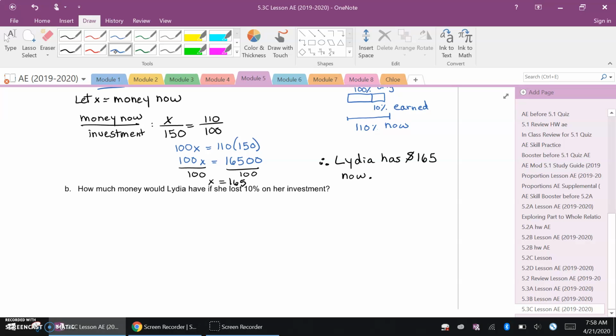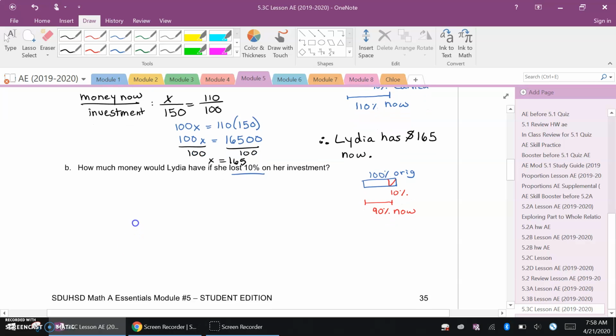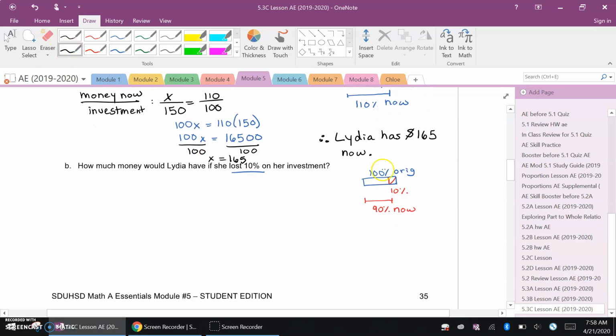So it said, how much money would Lydia have if she lost 10%? So again, if we have like a little box going, okay, this is her original 100%, so that's how much she has to begin with. If she lost 10%, that means we're taking away 10%, which means she currently has 90%. So this is what she would have now. So instead of needing to find the 10%, you can do 100 minus 10 to give you 90.